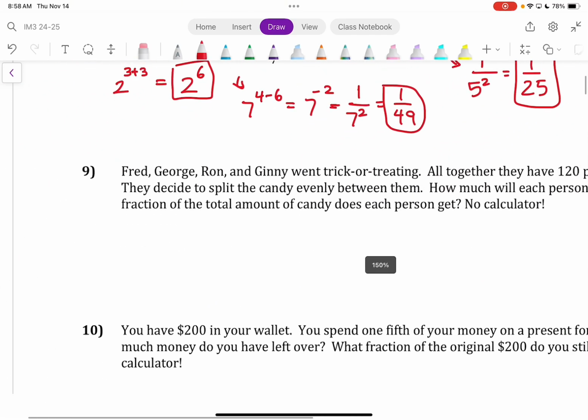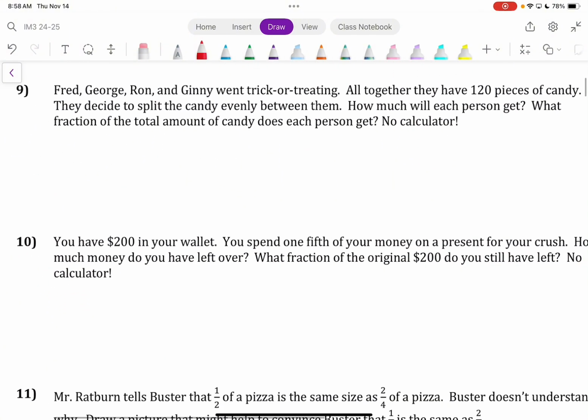Okay, now let's look at number 9. Number 9 tells you essentially that 4 friends went trick-or-treating. They want to split evenly 120 pieces of candy. So how should they split that? Among how many people? 4. So we have 120 that is being split into 4. If 120 pieces are split evenly into 4, how many does each person get? 30. So each person gets 30.